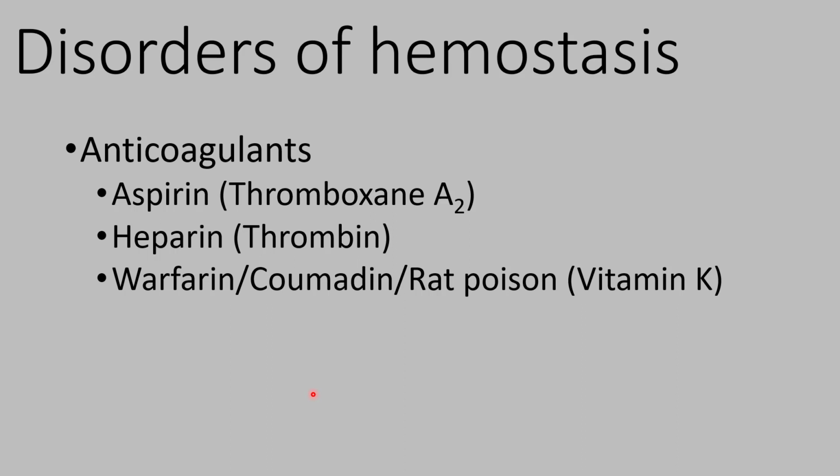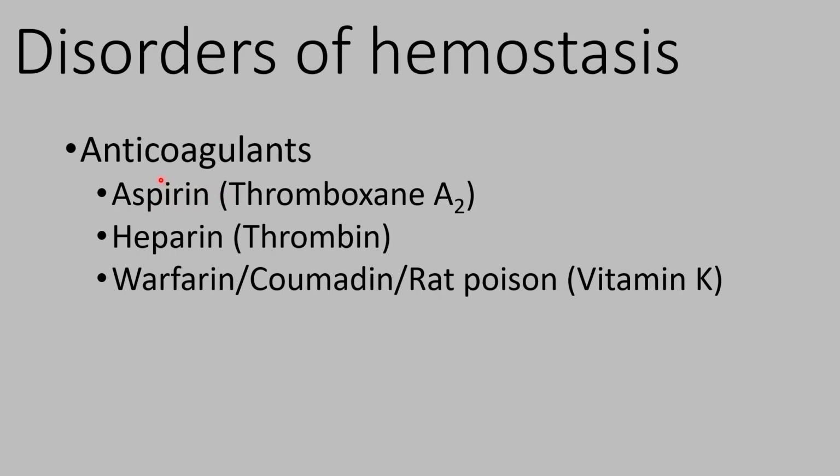So how do you fix that? Well, we use anticoagulants. Anti means against. So anticoagulants fight against coagulation. One thing that we use is aspirin. Aspirin blocks thromboxane A2. Remember, that caused platelet aggregation. Aspirin is not a blood thinner. It just prevents blood clotting.